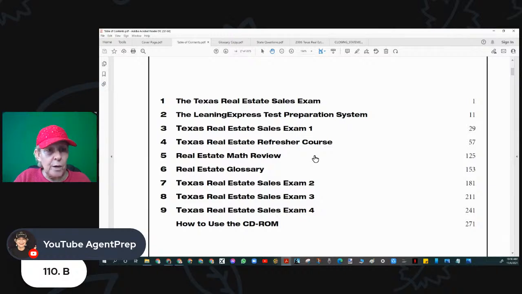I'll be looking for another one, a new one, to also use for 2022 as I will continue to do these classes. I do these classes twice a week on Wednesday evenings at 6 o'clock and Saturday mornings at 10 o'clock. And I'll either do vocabulary, state questions, or national questions.